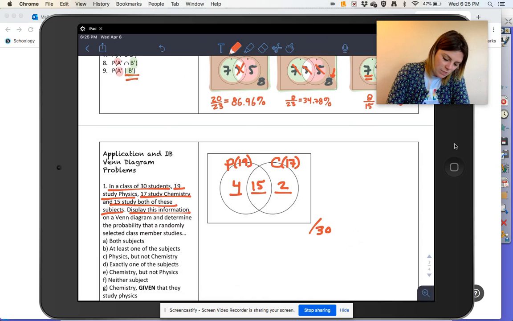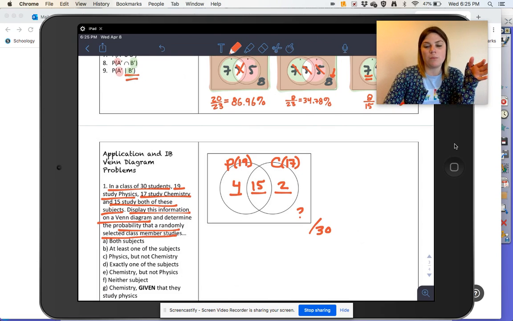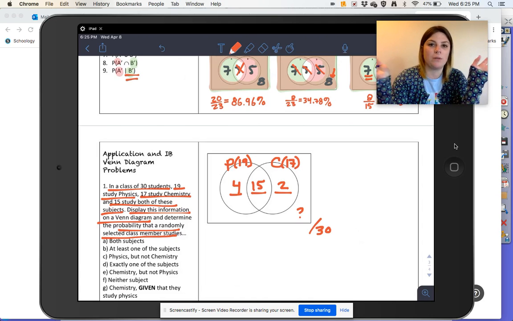Okay, so display this information in a Venn diagram. We pretty much did. The only thing we don't know right now is the outside. And determine the probability that a randomly selected class member studies. So whenever you hear or read in a probability problem that it says a randomly selected, it's just telling you that you don't know anything about the situation. Everybody has an equal chance of being chosen.